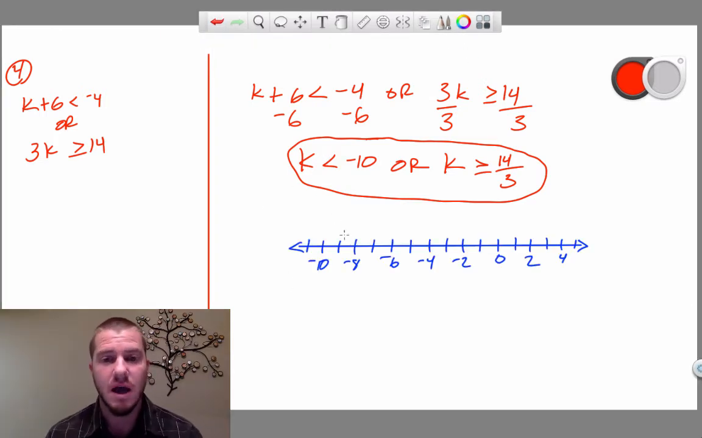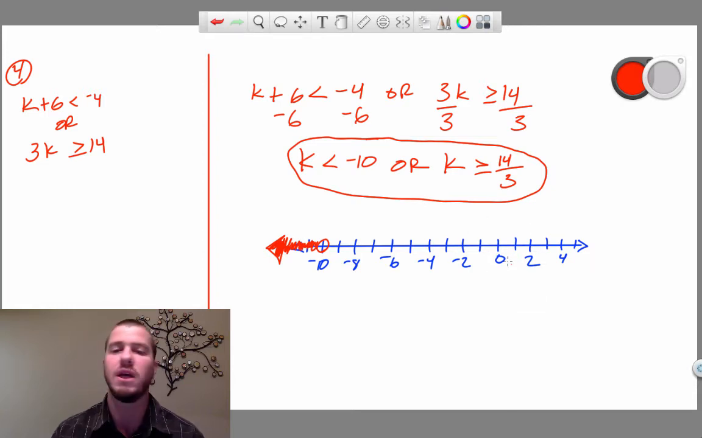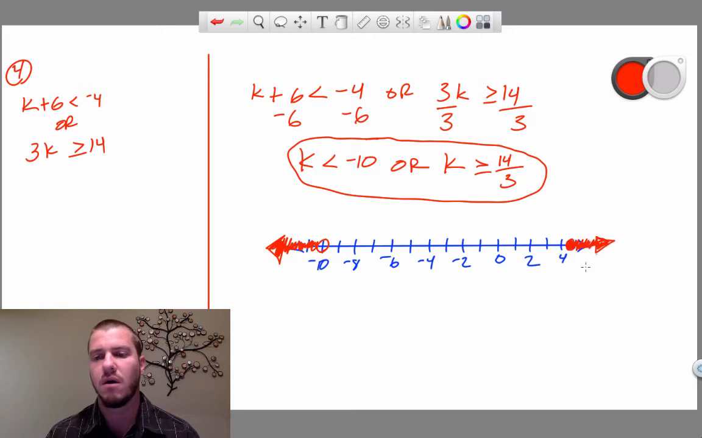When I'm graphing this, I have two circles, and this one on -10 is going to be open, and I'm graphing where k is less than -10, so it's going to go to the left, and then k is greater than or equal to 14 over 3. Well, 14 divided by 3 is going to be on the number line between 4 and 5, and that one's going to be closed and shaded to the right.